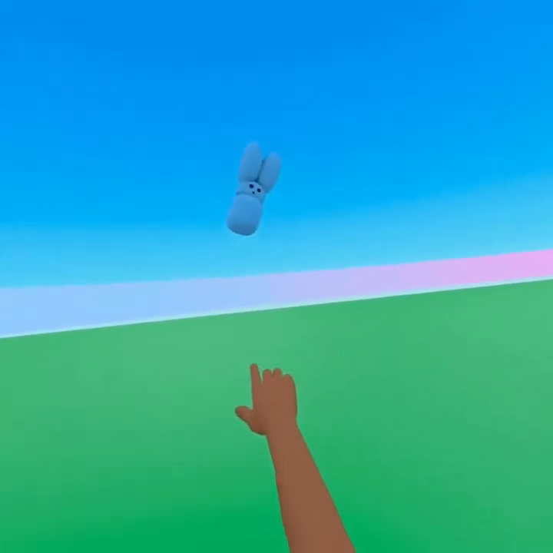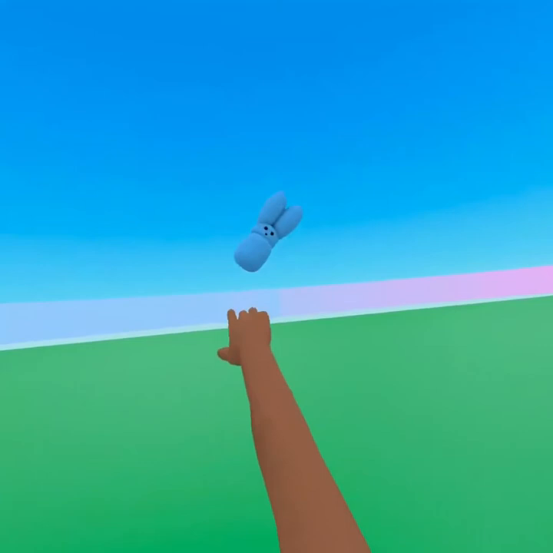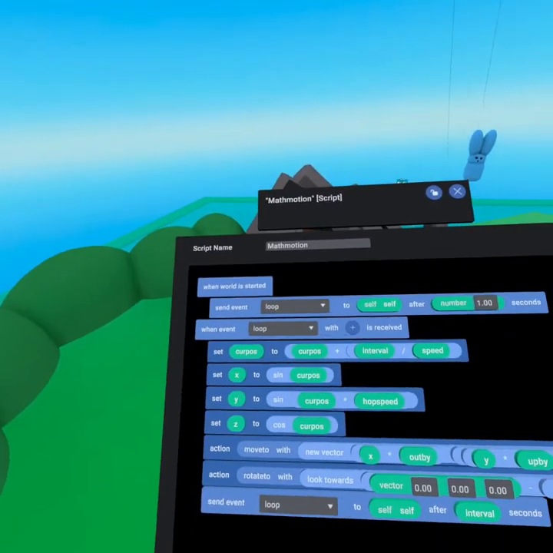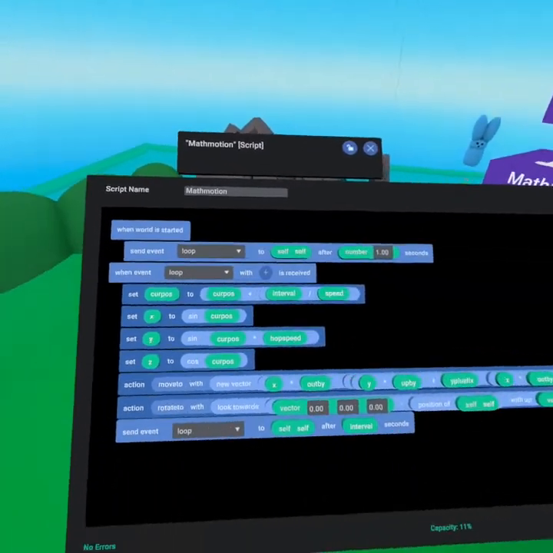So, one little trick that you'll notice here, it was initially a glitch, but I like it. He flips over, and I did figure out how to solve the flip. But I thought it was really cool, so I'm going to show you how we did that as well. So I call this script math motion because it's pretty much just math.